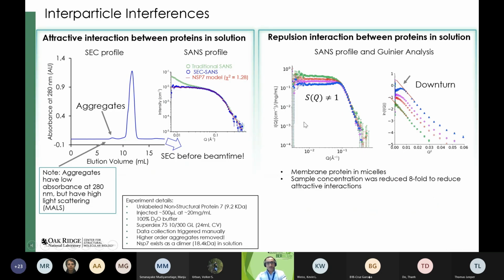Types of interparticle interference that we can easily detect in SANS experiments. This sample here was a 9.2 kilodalton protein. We injected it on the size exclusion, and we see a single peak here. Everything looks fine. This sample here had size exclusion chromatography performed before the beam time, and you see the presence of some aggregates, but the time to prepare the sample and bring it to the beam was enough for the protein to fully aggregate, which is the green curve here.